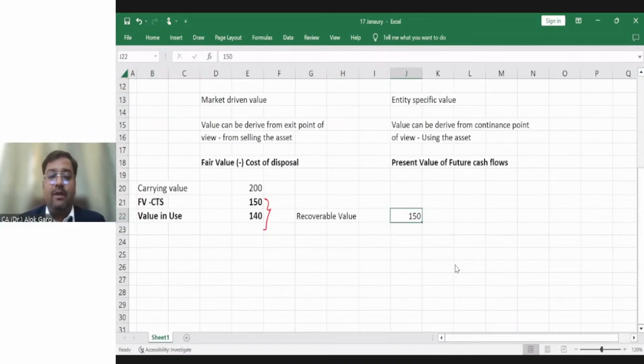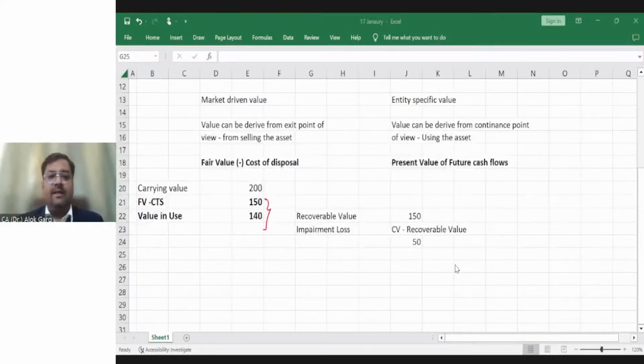Then what is your impairment loss? Impairment loss is carrying value minus recoverable value. So it is 200 minus 150. It is 50 lakhs, your impairment loss. 50 lakhs is your impairment loss, right? Clear? Is it clear, guys?